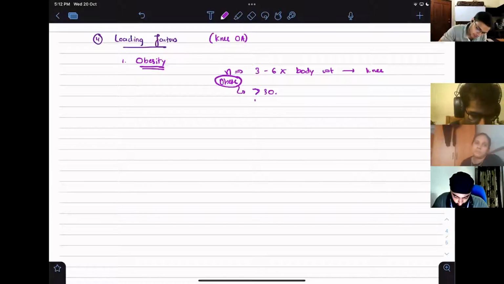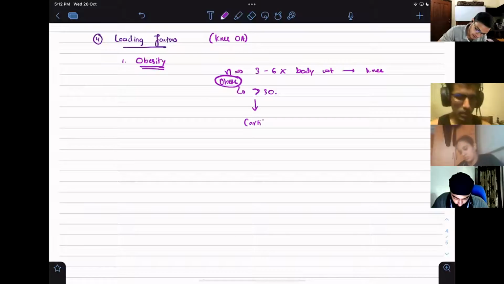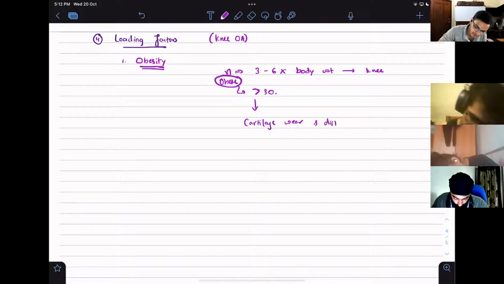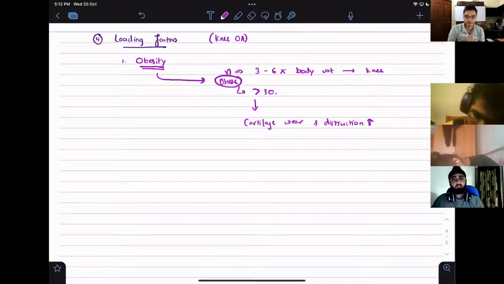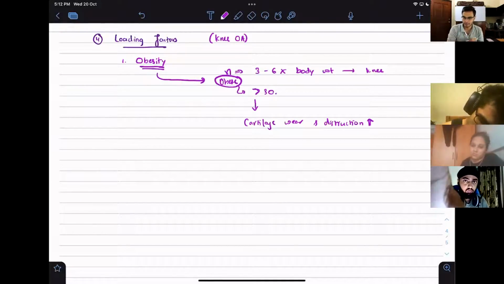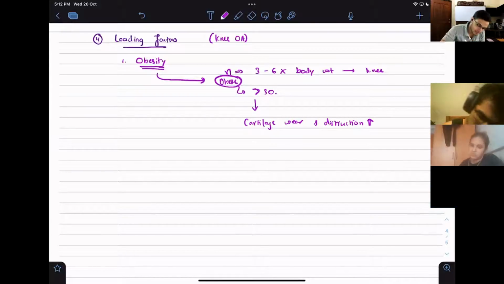So what is going to happen, guys? Cartilage wear and destruction is very high. This is one of the things, a mechanical mechanism. The other one, guys, is the bio side of this. Now we said osteoarthritis is biomechanical, so we look at the bio side of this.